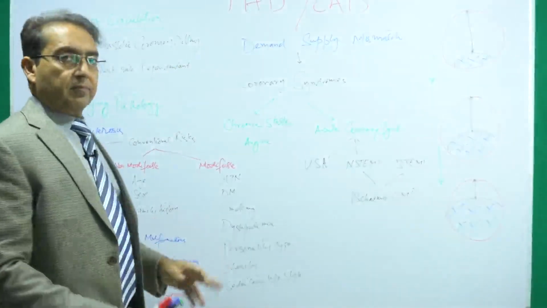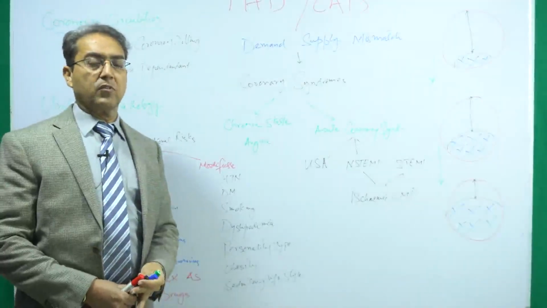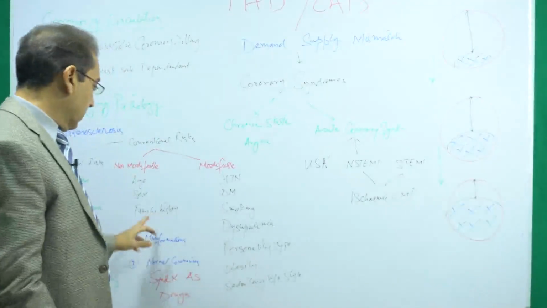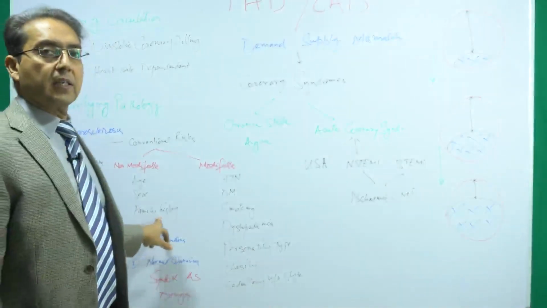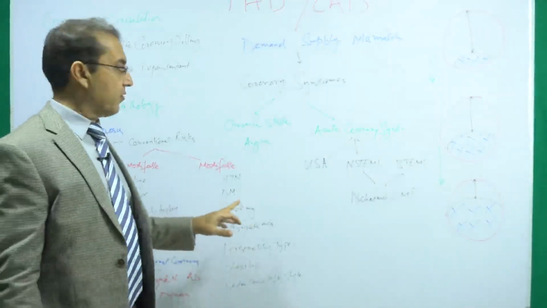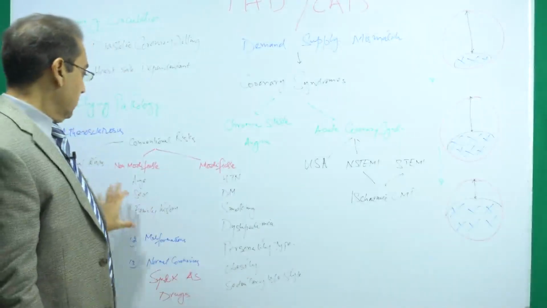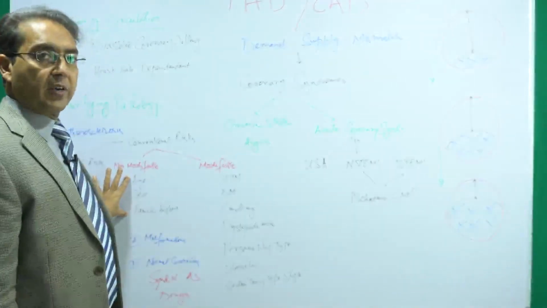And then family history. You cannot change the family history. If you've got a family history, this is one very important predictor that an individual might suffer from ischemic heart disease. So these are non-modifiable. You cannot modify these factors.